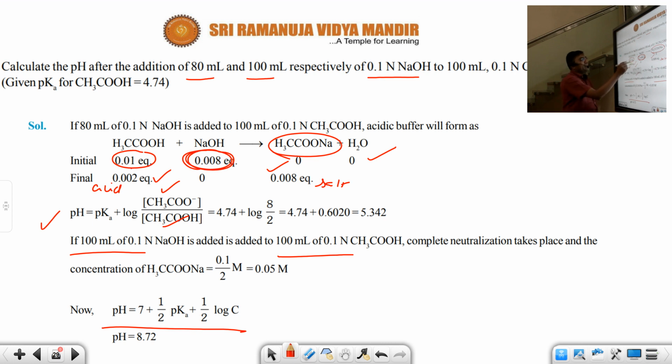So in this case, what happened? Some acetic acid is left out. The acetic acid and sodium acetate formed, it forms a buffer. But in the second case, both are neutralized, 0, 0, and only this is left out. It forms salt hydrolysis. In the earlier case also, this concept I have conveyed. Very important. So when you mix two things, what is left out?